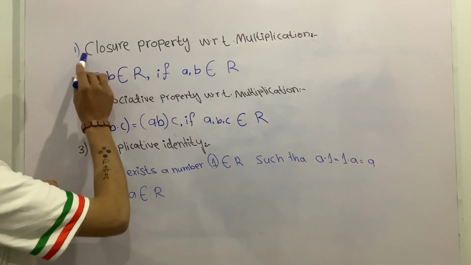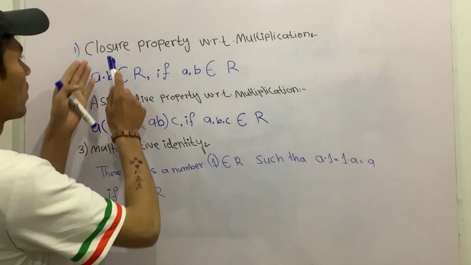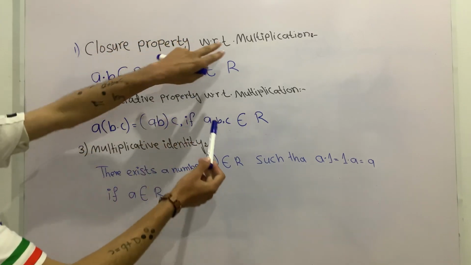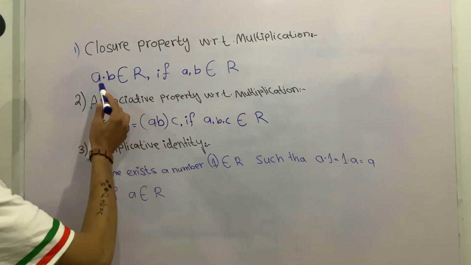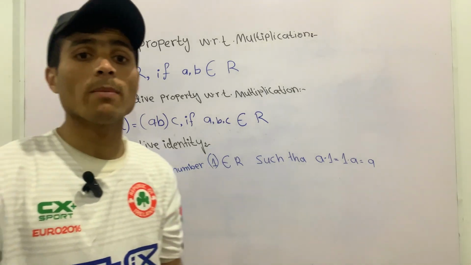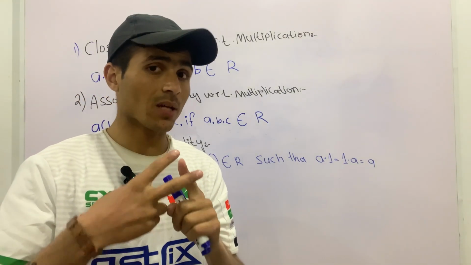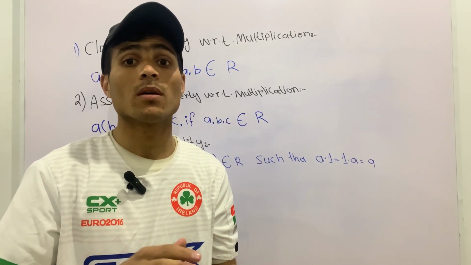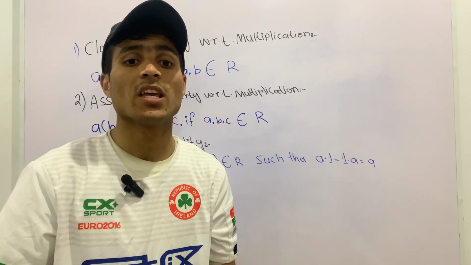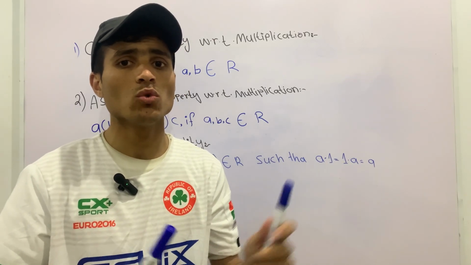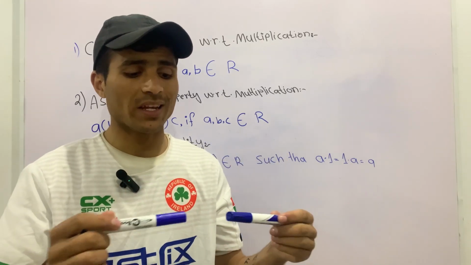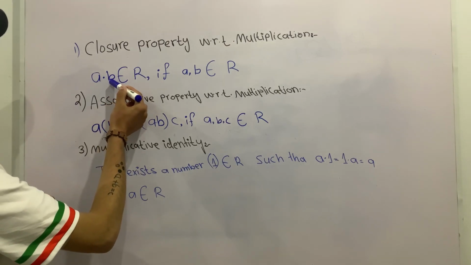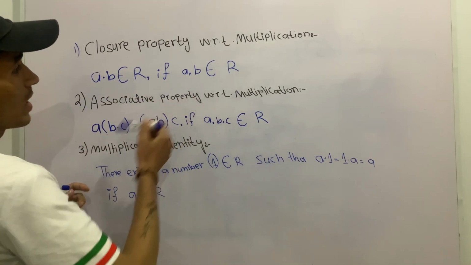Look at here. Closure. We studied the closure property with respect to addition, but here is the closure property with respect to multiplication, okay? In the closure property with respect to addition, we said that the sum of two real numbers is again a real number. Here we say that the product of two real numbers is again a real number. Whenever we multiply two real numbers by each other, its answer becomes a real number. A multiplied by B belongs to R, if A, B belong to R.